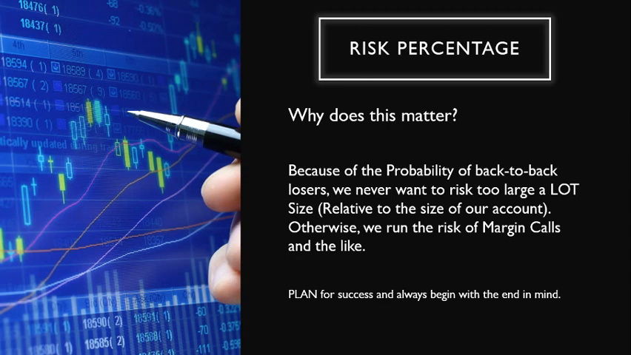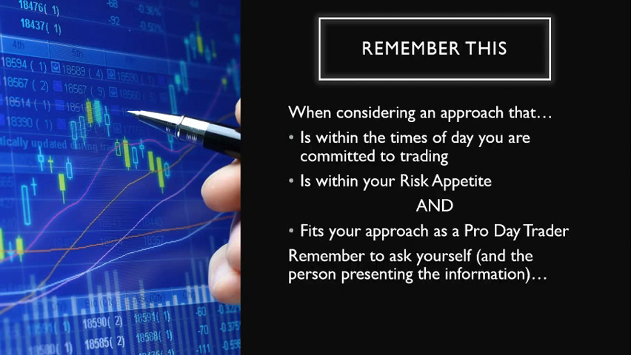So let's say that we have, because of the probability of back-to-back losers, we never want to risk too large a lot size relative to the size of our account, right? Otherwise, we run the risk of margin calls and the like. So plan for success and always begin with the end in mind. So if I take a 70% trade, I know that I'm going to have back-to-back losers, at least 3 back-to-back losers pretty consistently, right? Not all the time, but the probability is there.